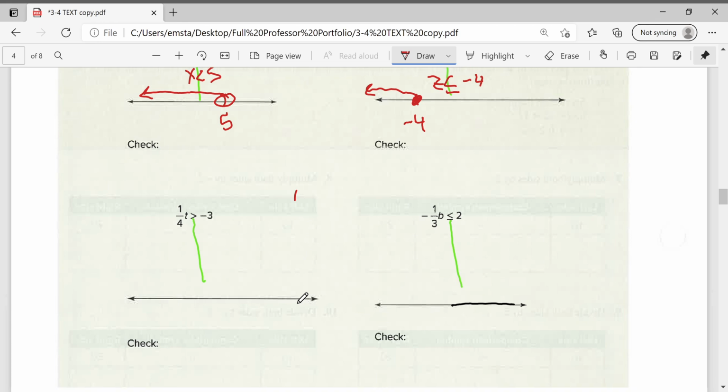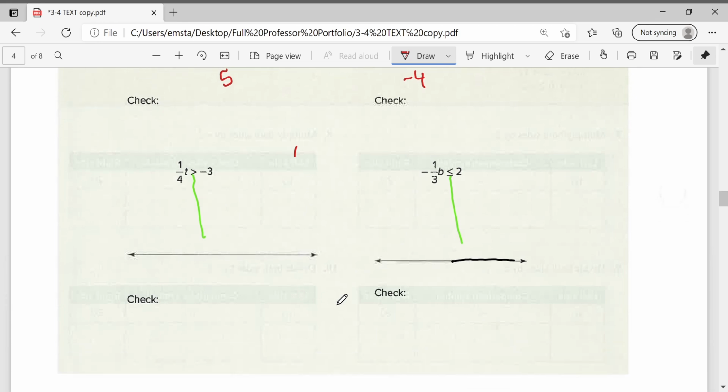Let's undo our division ones. I have 1/4 t is greater than -3. That's like taking t divided by 4. I would undo dividing by multiplying both sides by 4. T is greater than -3 times 4 is -12. I did not need to flip my inequality because my 4 that I multiplied both sides by was positive. I am going to do an open circle on -12. I want values that are bigger, so they go to the right.